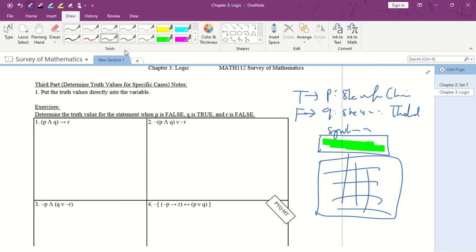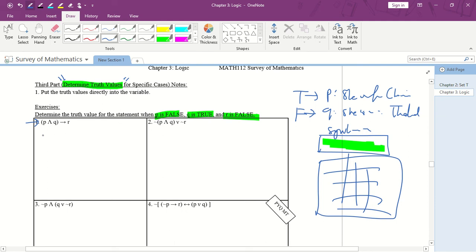Of course, if the question says to determine the truth value, it will give you that P is false, Q is true, R is false, the values. But if the question says that you need to create a truth table, yes, you need to create a truth table. But if the question doesn't say that you need to create a truth table, and it just says to determine the truth values for maybe this symbolic form, then you can do as what I will be doing now.